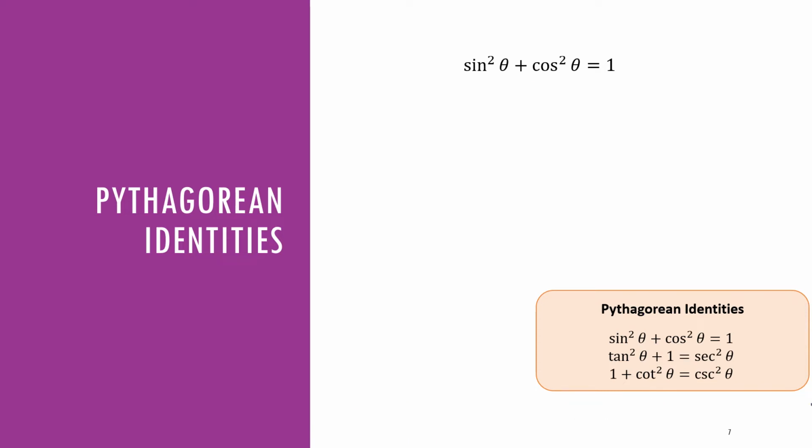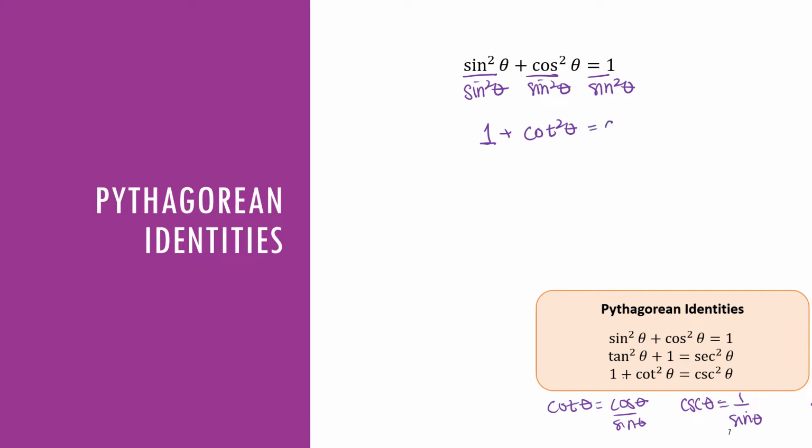For the last one, we need cotangent. So recall that cotangent is equal to cosine over sine. So I'm going to divide by sine. The other thing you need to recall is that cosecant is equal to 1 over sine. So I'm going to divide each one by sine squared theta this time. And as long as I divide everything by sine squared theta, it works. So we'll get cotangent squared theta equals cosecant squared theta.